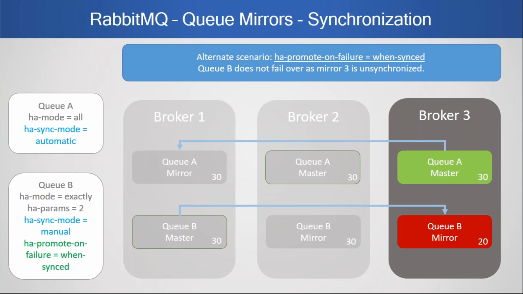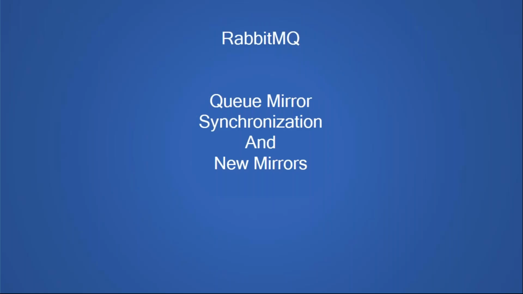Now, if we just imagine that we hadn't had the HA promote on failure policy set to always, instead we had it on when synced, we would have seen that QB would have become unavailable because it would not have failed over because it was unsynchronized. And then we have a queue that is unavailable. And then maybe we can bring back broker 1. Maybe we didn't lose the data, maybe just the server crashed or something, and we can bring it back online, and the master will resume on broker 1, and we'll have the 30 messages, and we can continue. So without data loss, but a loss of availability.